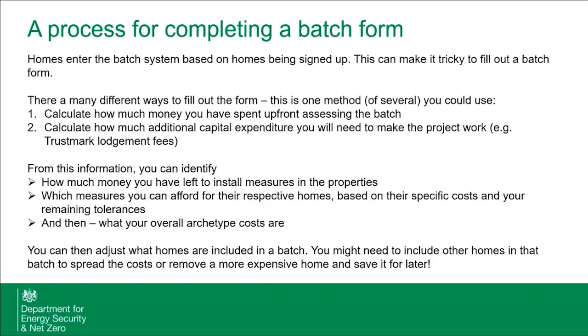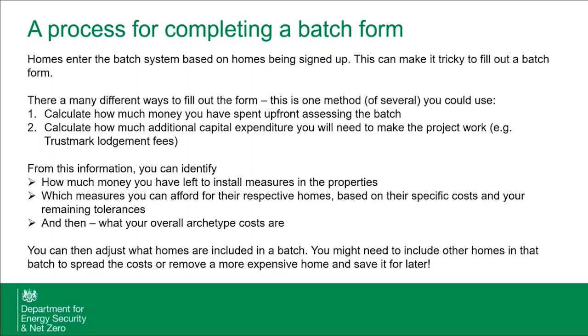The way that we recommend you fill out the form is to first of all calculate how much money you've spent upfront assessing the batch, so what your static costs are across your project. Then calculate how much additional capital expenditure you would need to make that batch work, when you account for your Trustmark lodgement fees and some of your other expenditure. From that information you can identify how much money you have left to install in the properties, which measures can be afforded in their respective homes based on their specific costs and your remaining tolerances. And therefore, from all of that information, you can build up and identify what your overall archetype costs are.